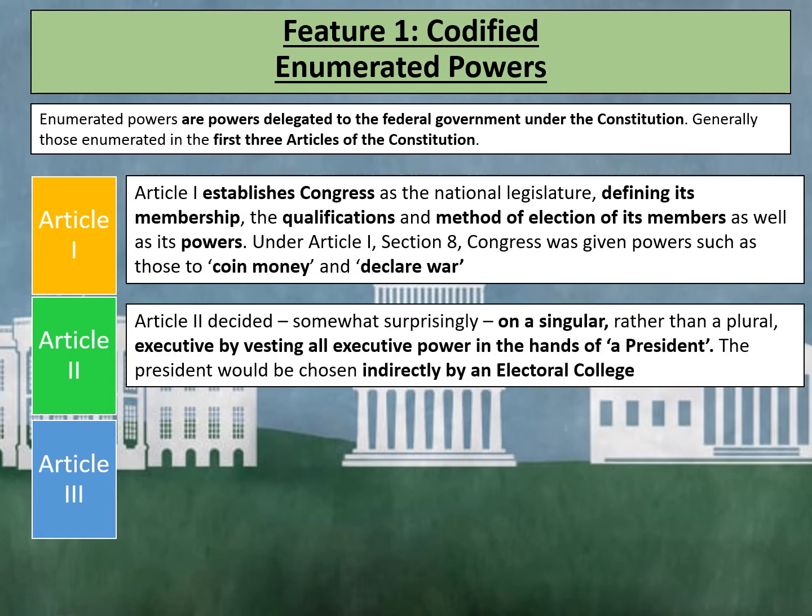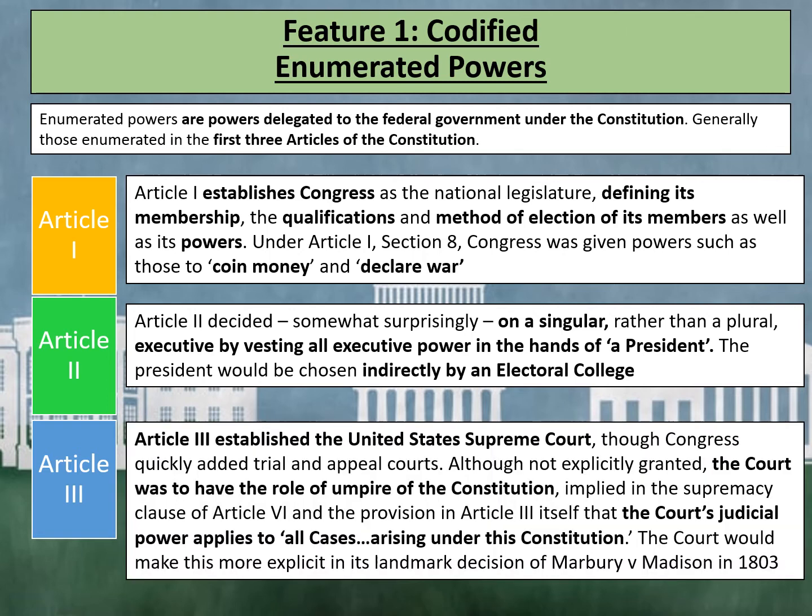Article 2 decided, somewhat surprisingly, on a singular rather than a plural executive by vesting all executive power in the hands of a president. The president would be chosen indirectly by an electoral college. Article 3 established the United States Supreme Court. The Congress quickly added trial and appeal courts.